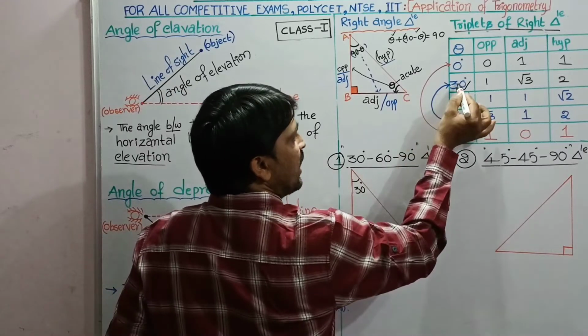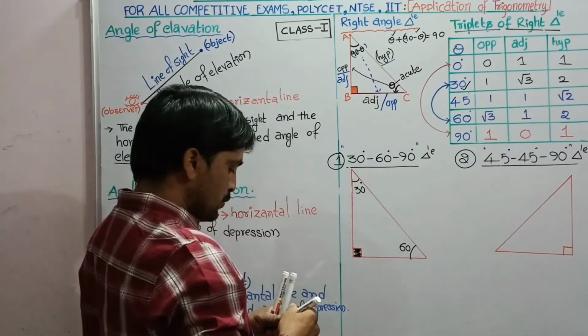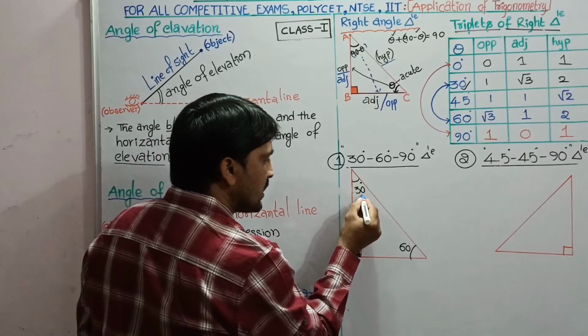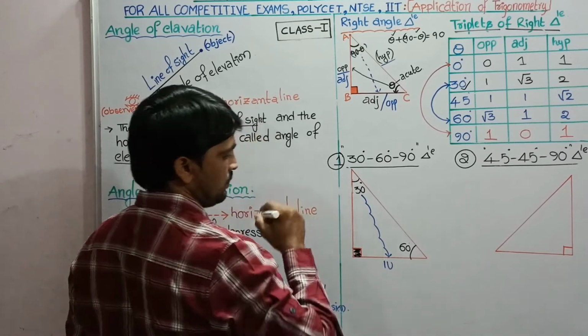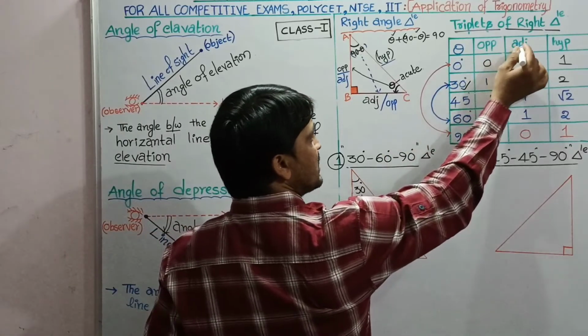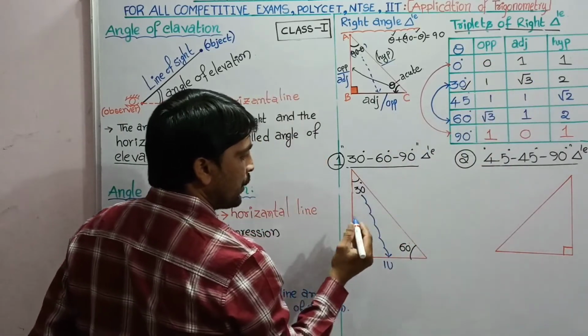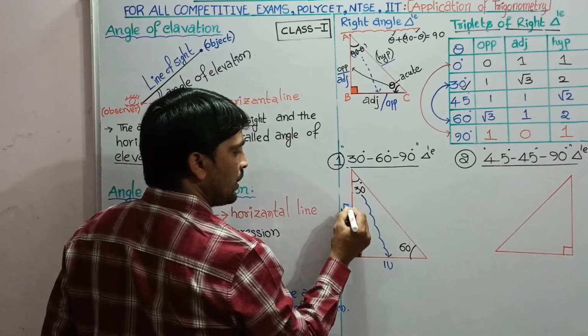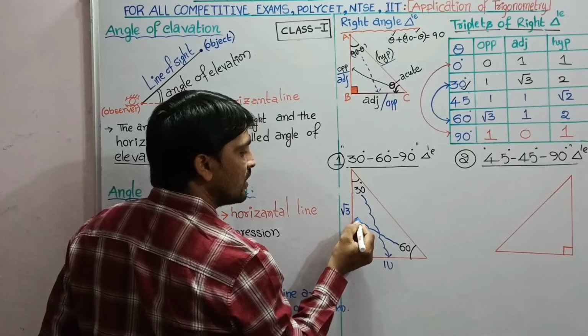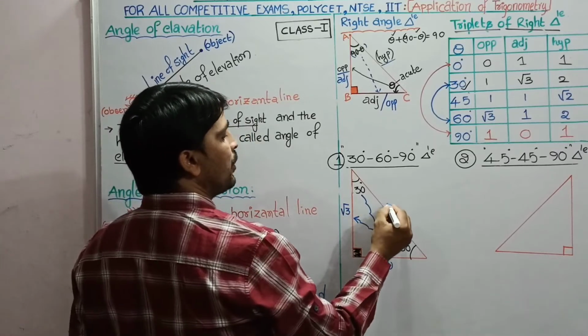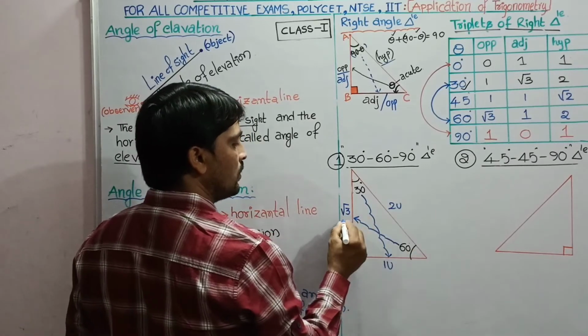The opposite side of 30 degrees is 1 unit. This is very important. And the adjacent side of 30 degrees is root 3 units. That means the opposite side of 60 degrees is root 3 units, and the hypotenuse is 2 units.